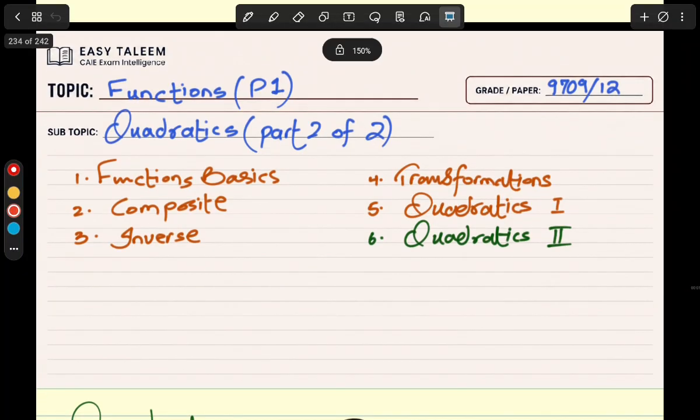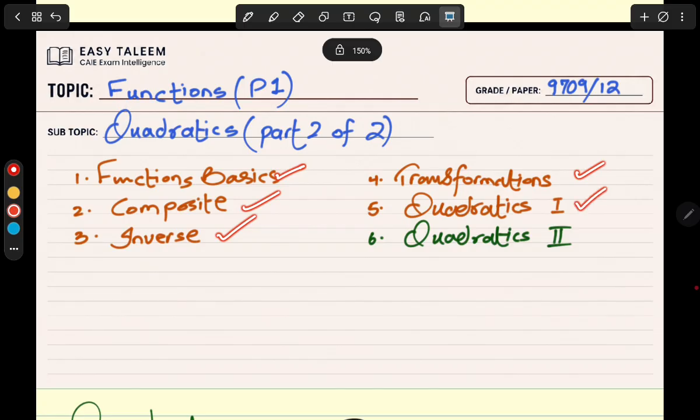So this is the final lecture of our function series. Over the past 5 lectures, we've talked about function notations, domain and range. We've talked about composite functions, the inverse function, transformations of functions, and finally, in the last lecture, we did vertex, minimum, maximum, and completing the square form.